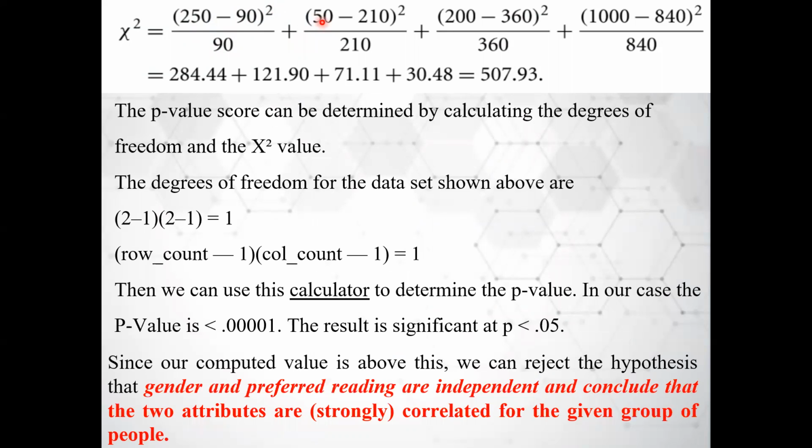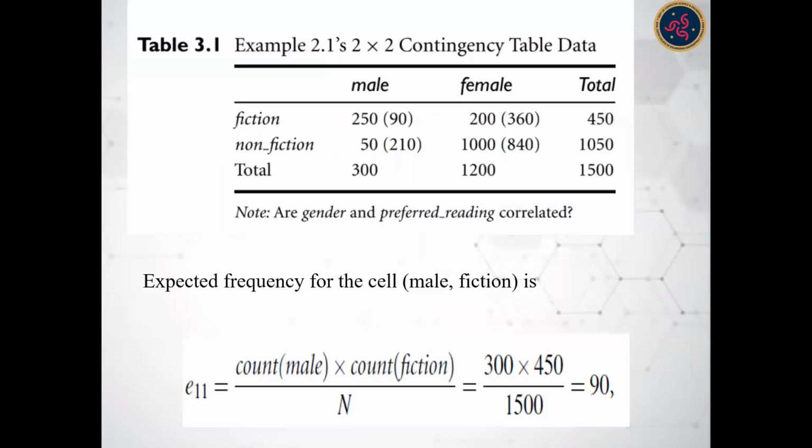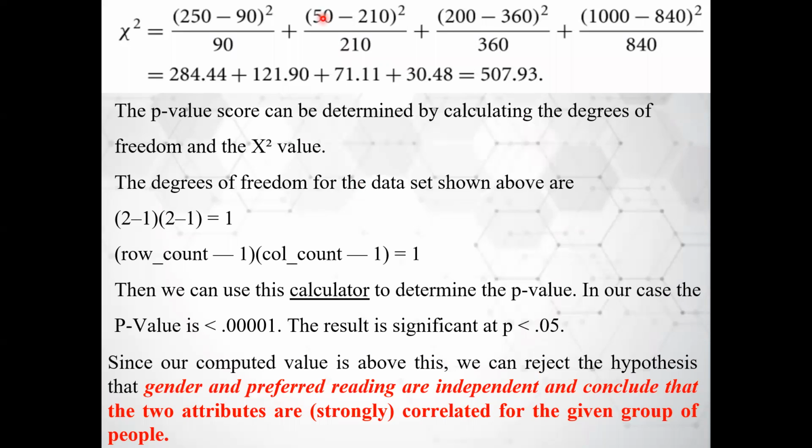That is 50 minus 210. Observed is 50 and expected is 210 for non-fiction. So observed minus expected, the whole square divided by expected, gives this value, plus again observed 200 minus expected divided by expected, plus again 1000 minus 840 divided by 840. So we calculate the chi-squared value.